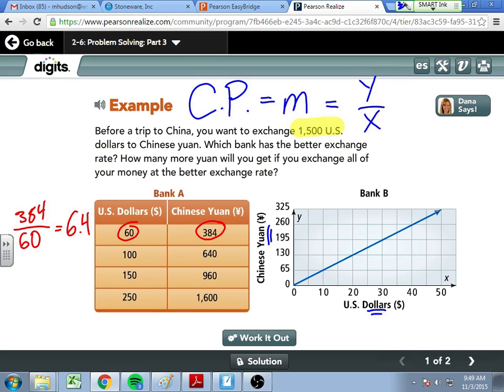Bank B, let's find a point that works nicely. This point right here at 65 yen and $10, that seems to work nice. If your brain's turned on, you don't need a calculator. You just move your decimal. So there you get 6.5 yen per dollar. Which bank is better? Bank B. You get an extra 1/10 of a yen for every dollar you exchange. It'll make a big difference with your $1,500.